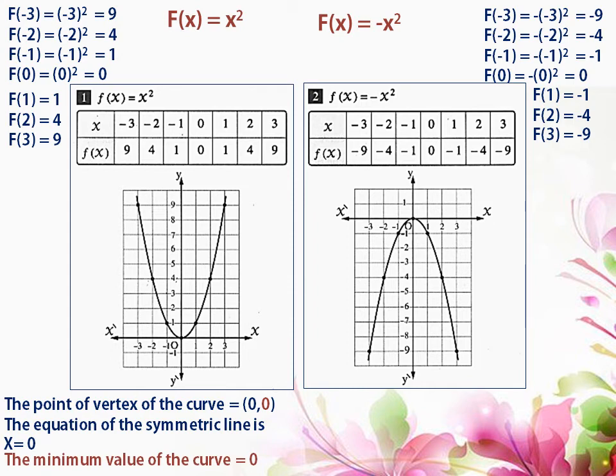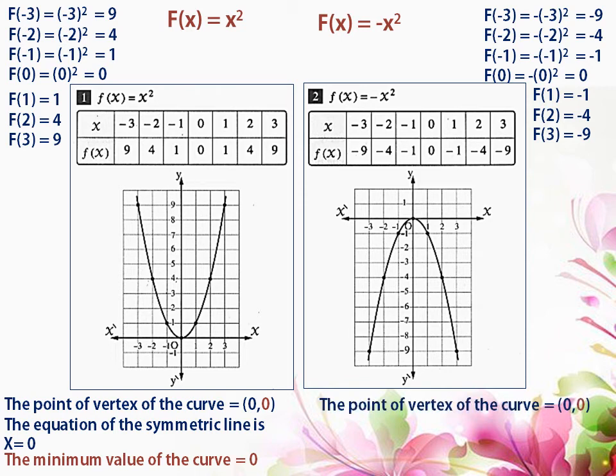The third question: if the curve opens upwards, then we have a minimum value of the curve. The minimum value here is 0. You can get it from the point of the vertex. So from the point of the vertex we can get two values: the equation of the symmetric line from the x value, and the minimum value of the curve from the y value of the point of the vertex.